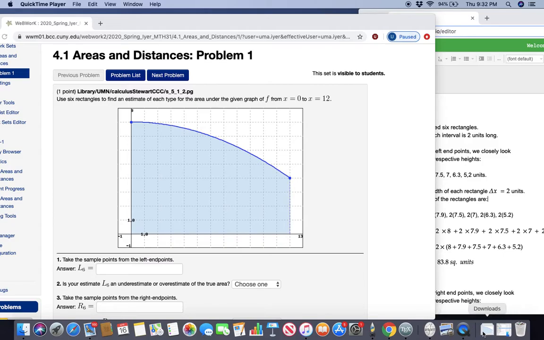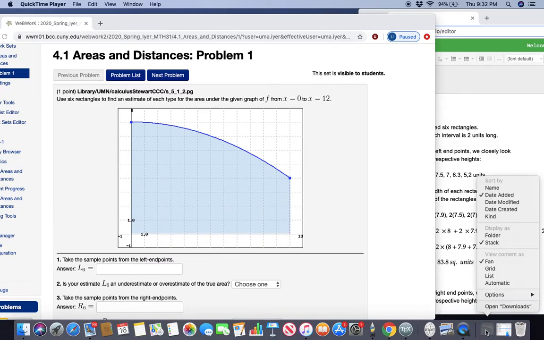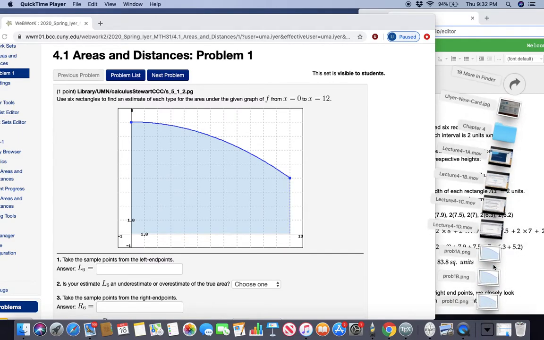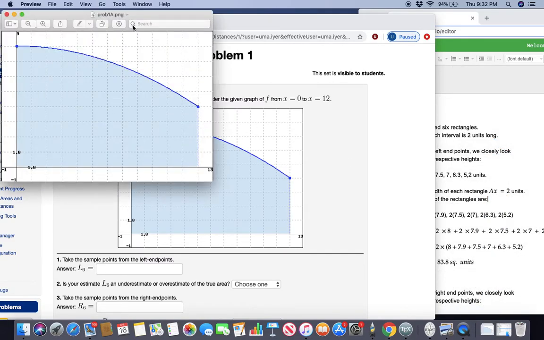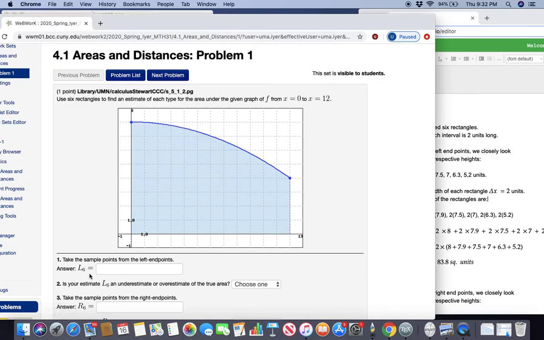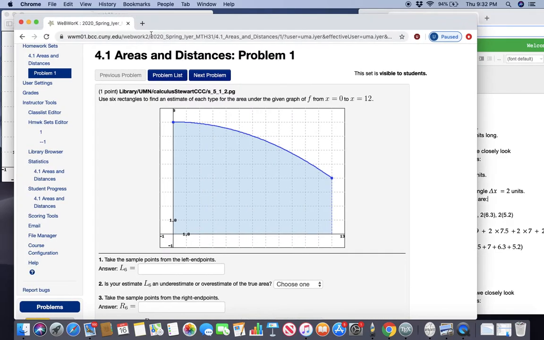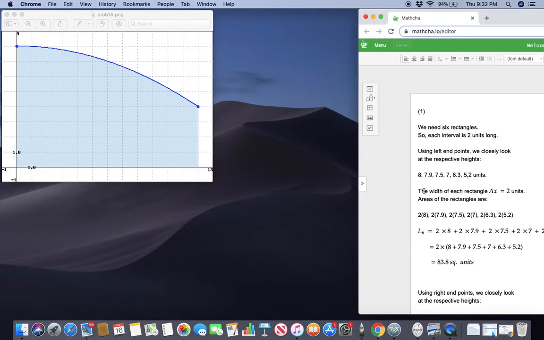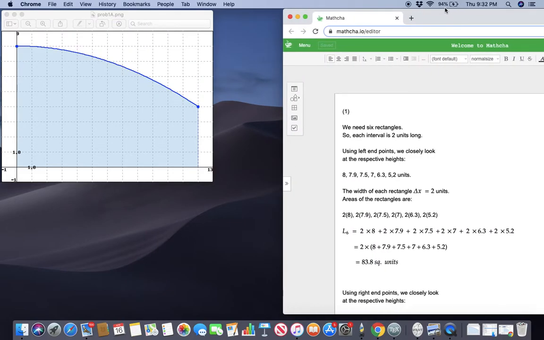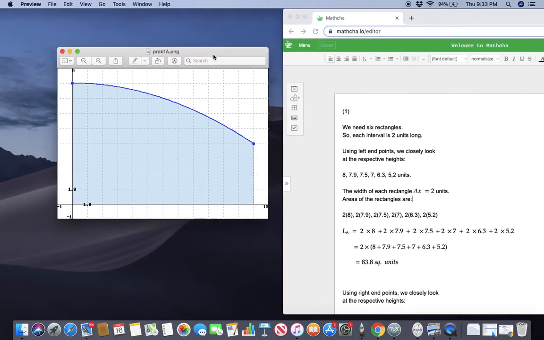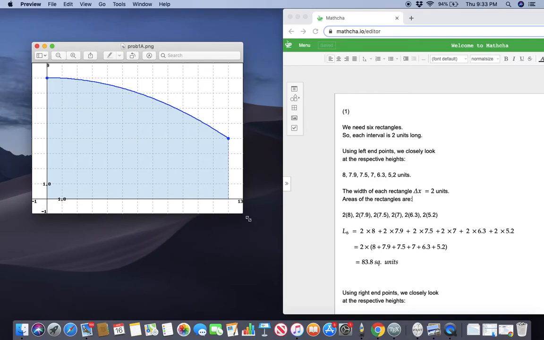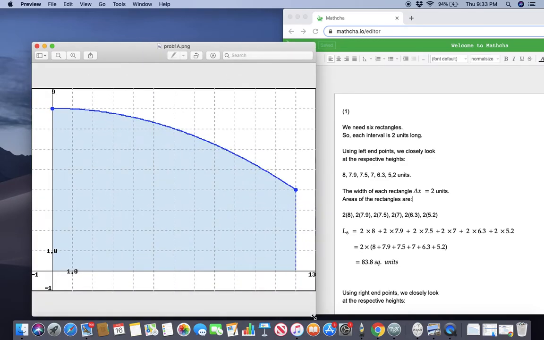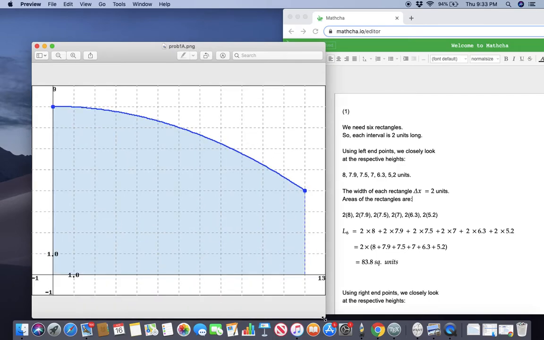Okay. So to better explain, I have a copy of that picture here. So let me play with this picture for the time being. I want to use sample points from the left end points. So I have calculations here and the picture here. What does it mean to say take sample points on the left hand points?